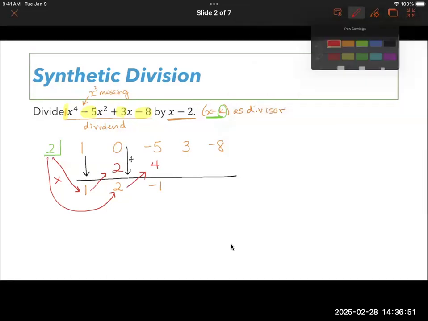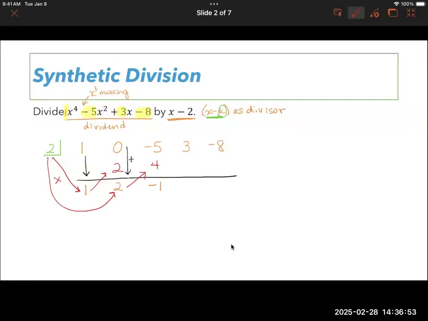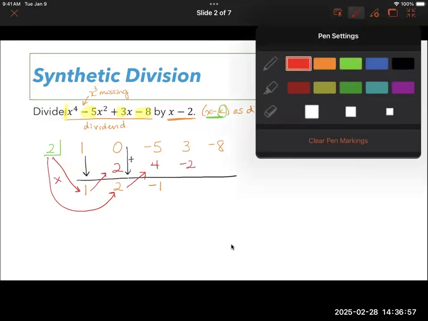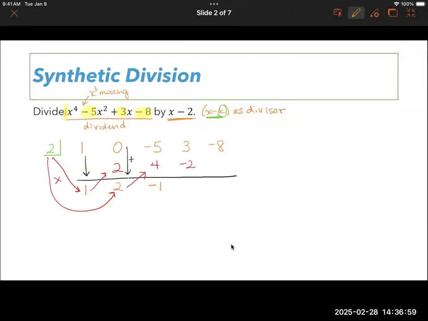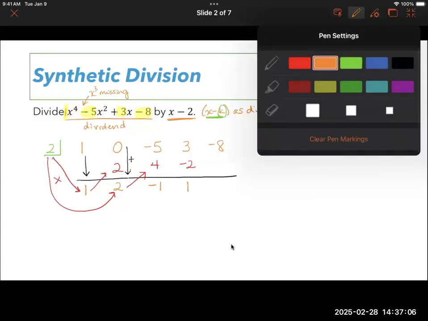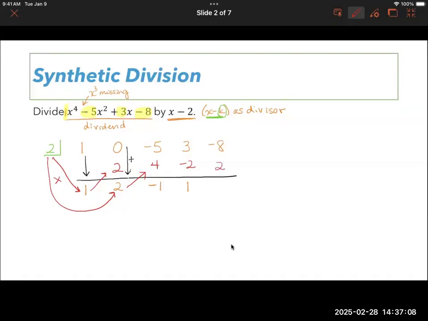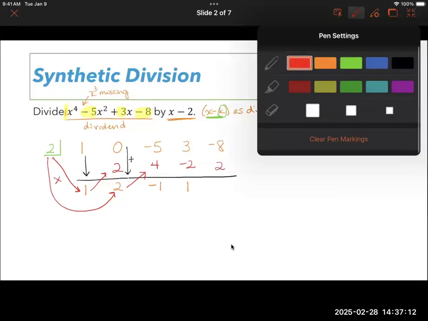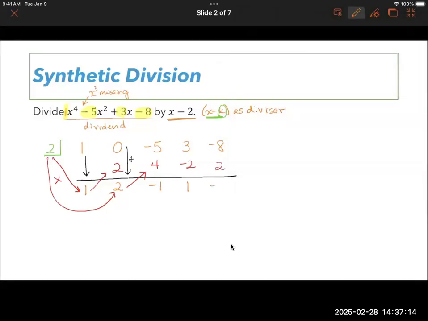Taking the 2 times the -1 will give us a -2. 3 plus -2 will give us a +1. And finally, 2 times 1 is going to give us 2. So taking -8 plus 2 will give us -6.